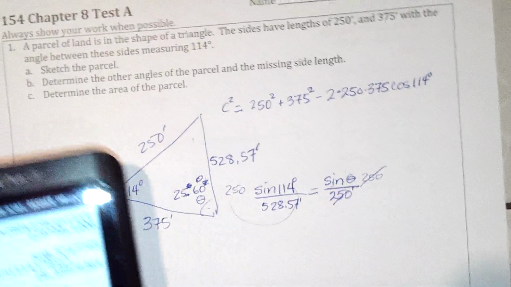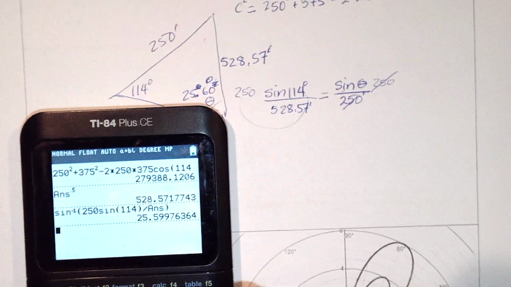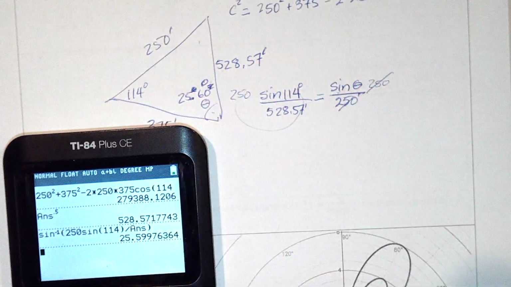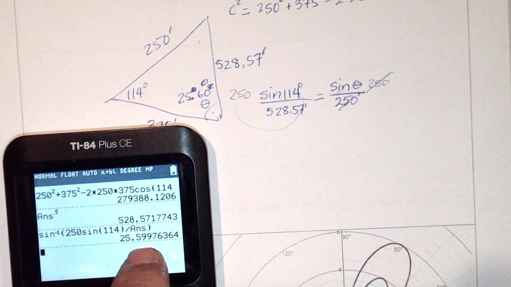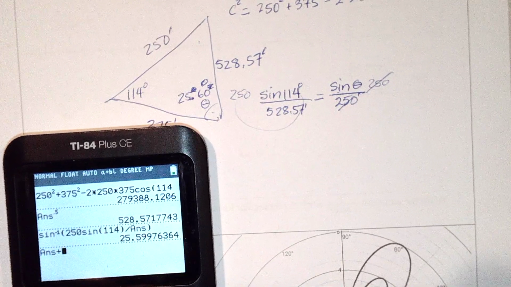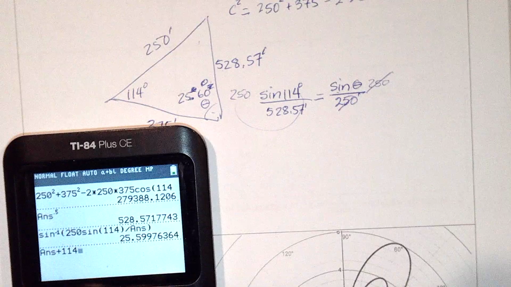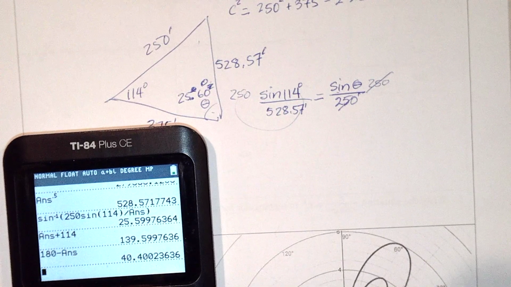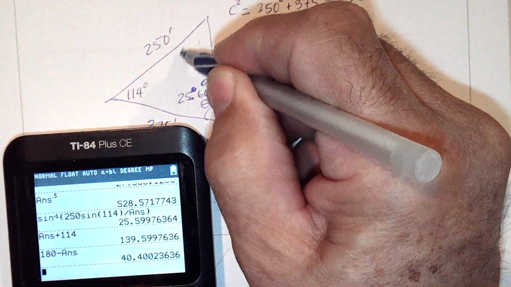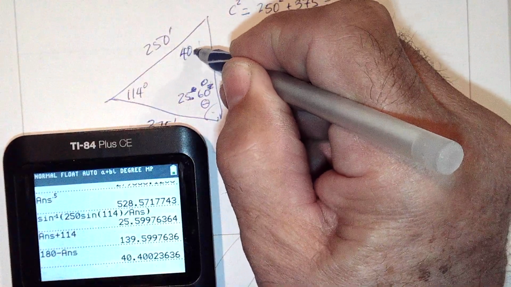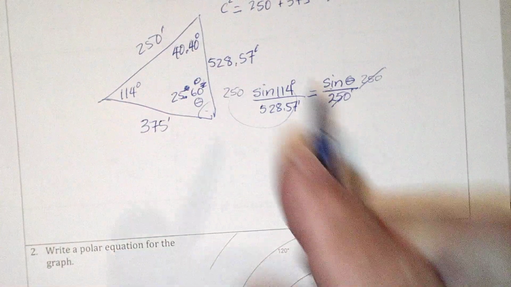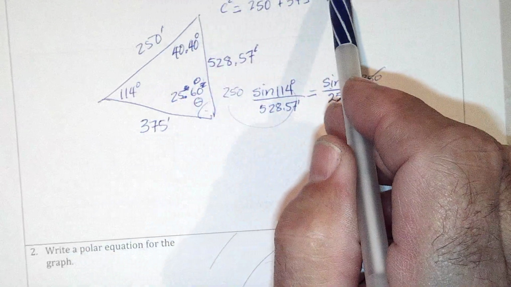So then, since I have these two, I can subtract them from 180 and find the last one. So I'm going to take that angle plus 114, and then do 180 minus that answer, and the other angle is 40.40 degrees. So determine the other angles and the sides. So I got part B done.